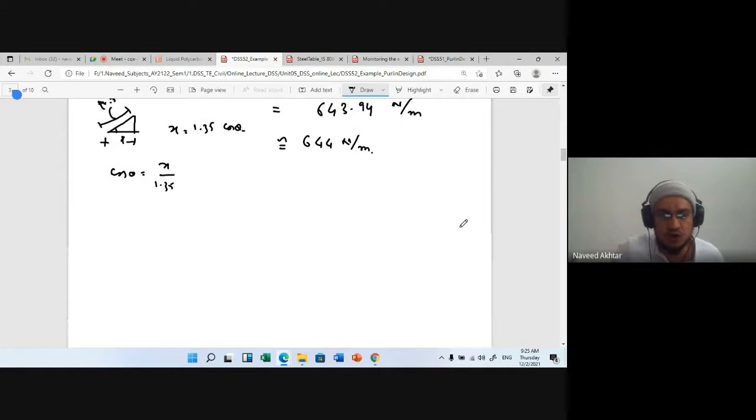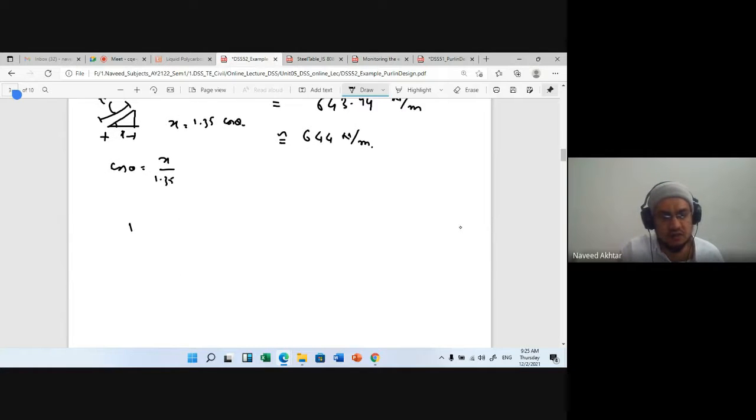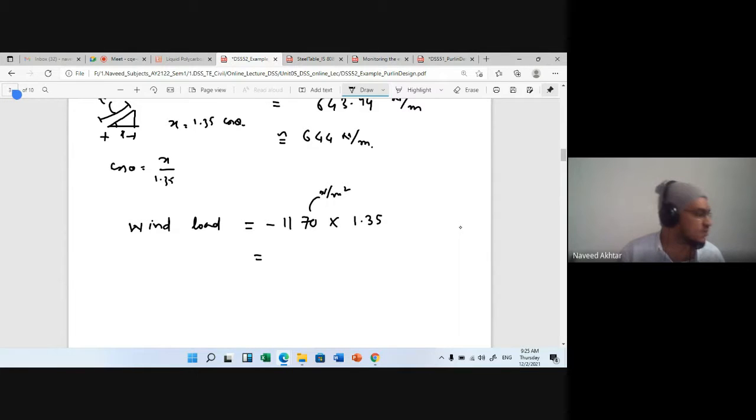Then wind load is already given. Wind load acts perpendicular to the sheeting. So directly we will take minus 117, which is in Newton per meter square. We have to convert it to a load on the purlin, so you have to multiply by 1.35. So it will be minus 1580 Newton per meter.